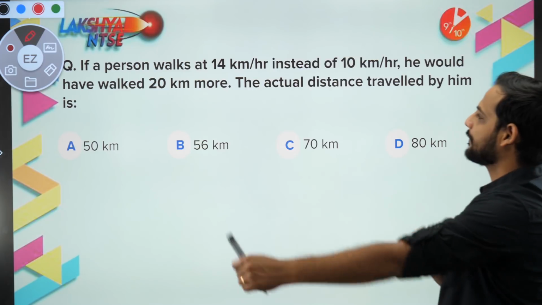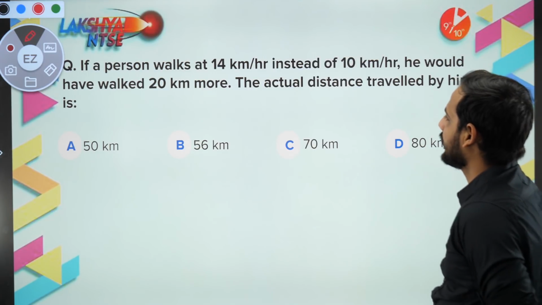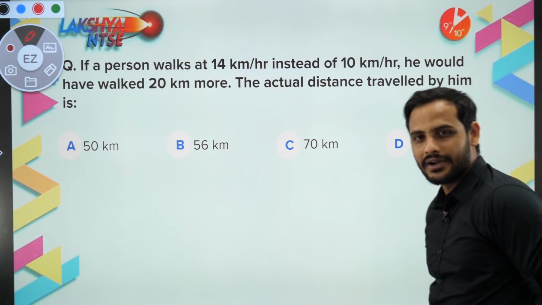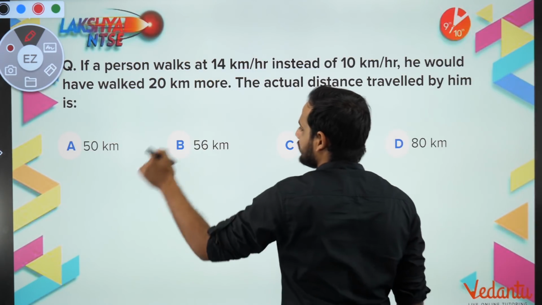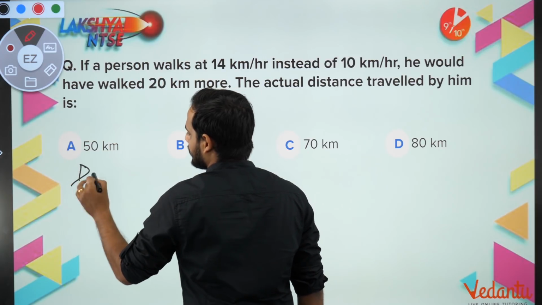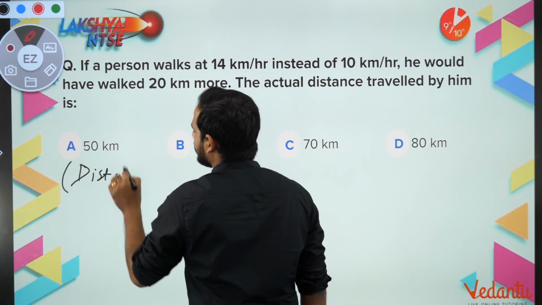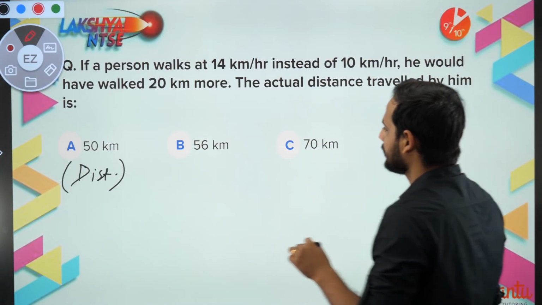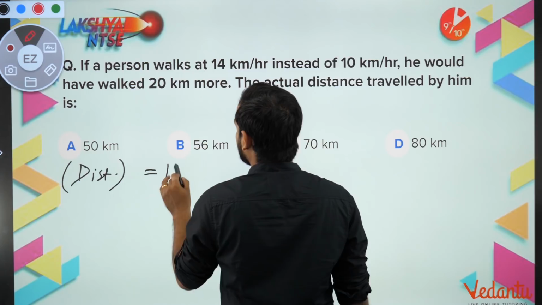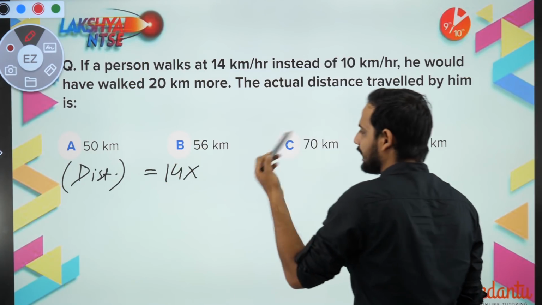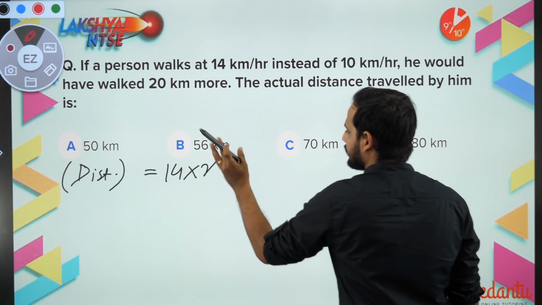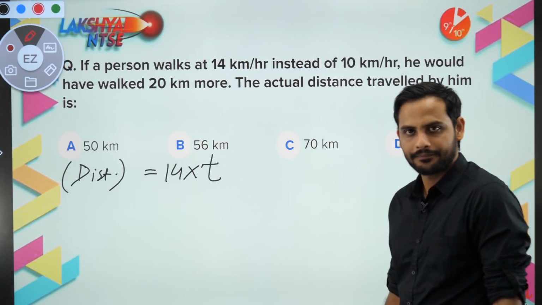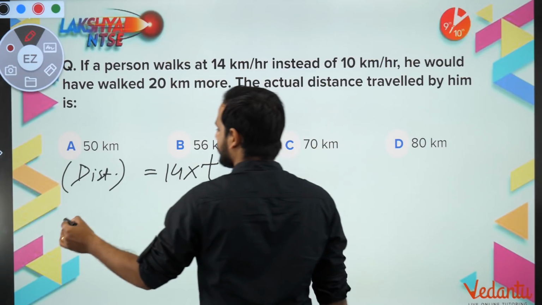So see what is happening. The person is walking at 14 km per hour instead of 10 km per hour. He would have walked 20 km more. The time taken is the same. So the distance will be 14 into, let us say any time t. So 14 into t will be the distance traveled.